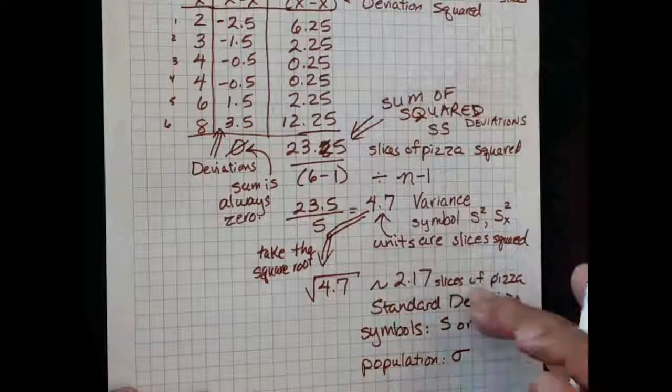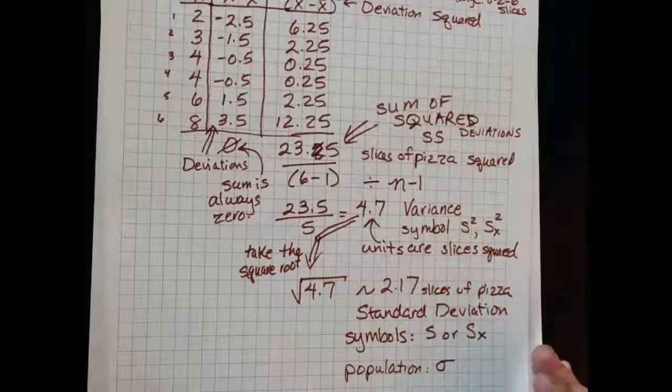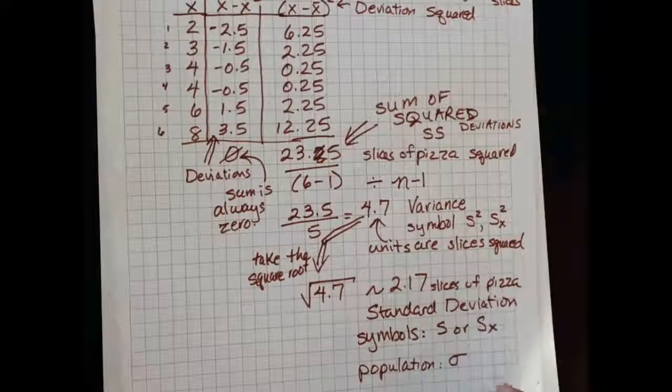It's always going to be a positive number because we're measuring spread. And in our next lesson, I'll get into what it means to be 1 standard deviation away or 2 standard deviations away. All right? And we'll also look at the impact of shifting and scaling data on standard deviation.